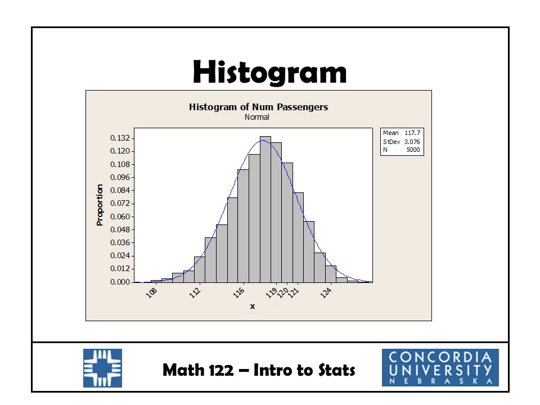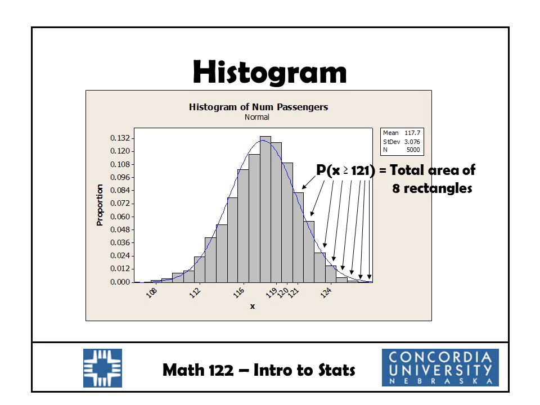So what we'd have to do to find that exact probability is we'd have to find the area of those 8 rectangles centered at 121, 122, all the way up to 128, and then add them together. Now that's not terribly difficult to do.